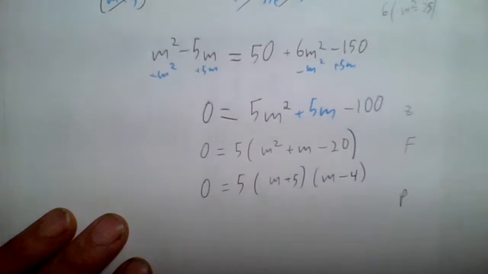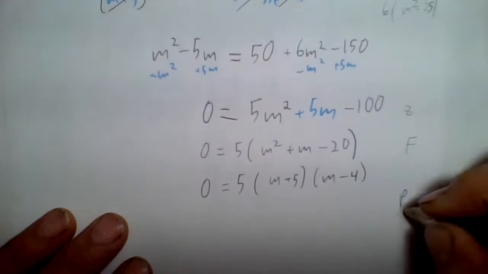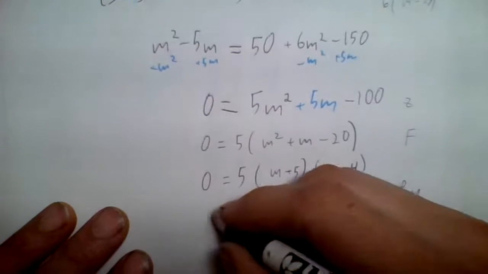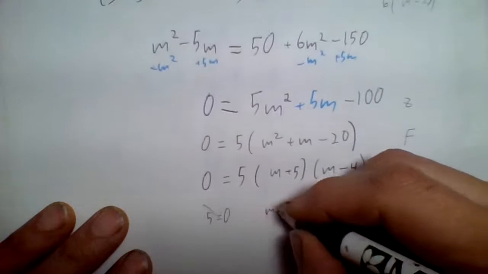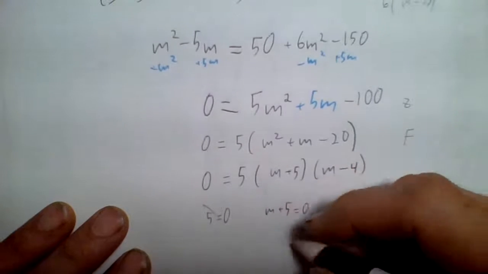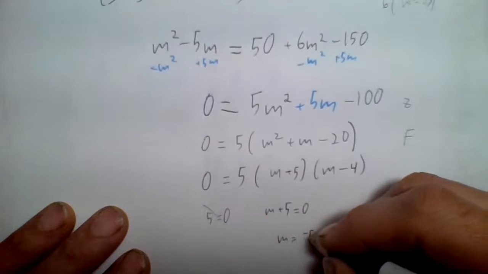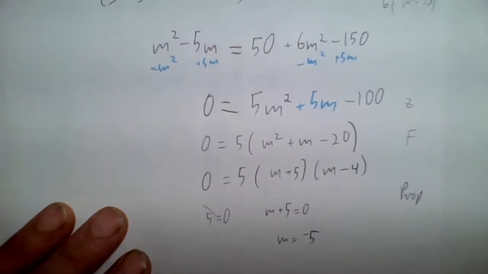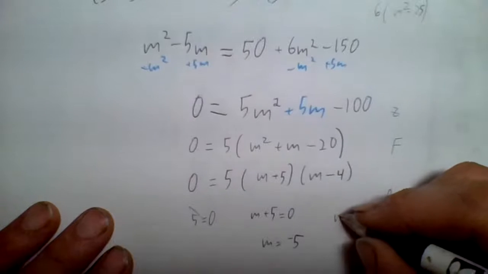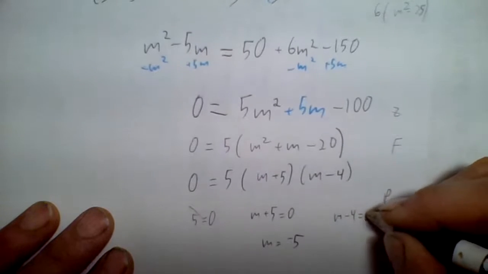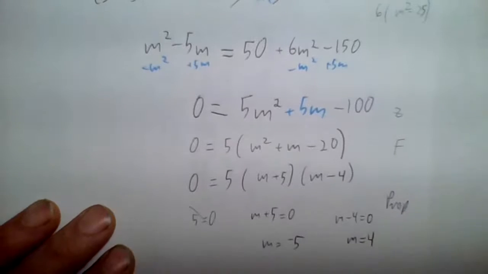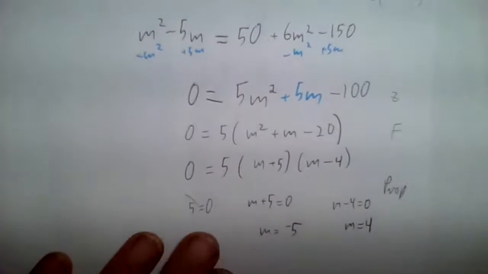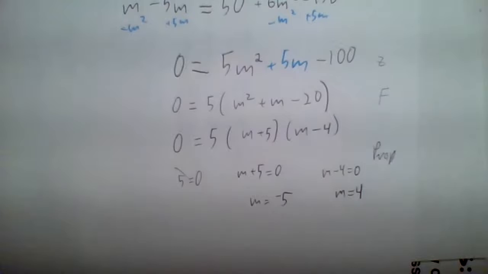And then use the zero factor property. This says either 5 equals 0, which it doesn't, or m plus 5 equals 0, so that would happen here if m was negative 5, or m minus 4 equals 0, which is going to happen if m is equal to 4. So those look like solutions to this thing.